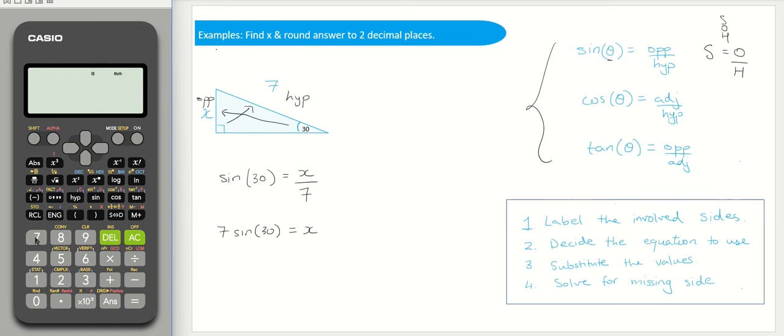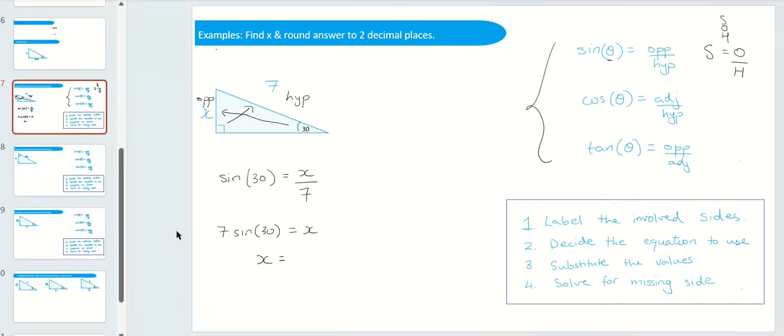Right, so now I'm just going to type in this, which is 7 times sine of 30. And that gives us 3.5. So x is going to be 3.5. Now it is telling us to round it up to 2 decimal places, or we can just add another 0. Alright, let's look at another example.